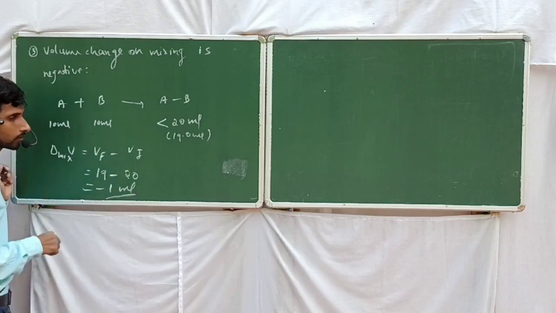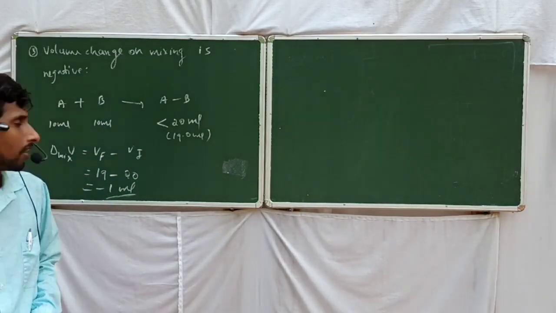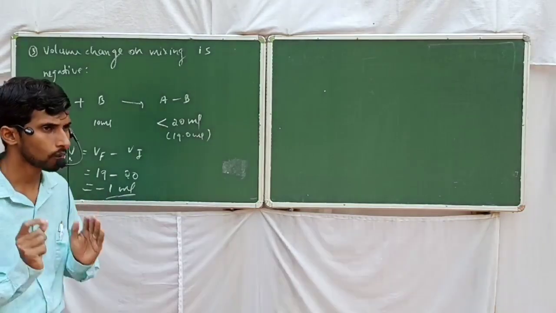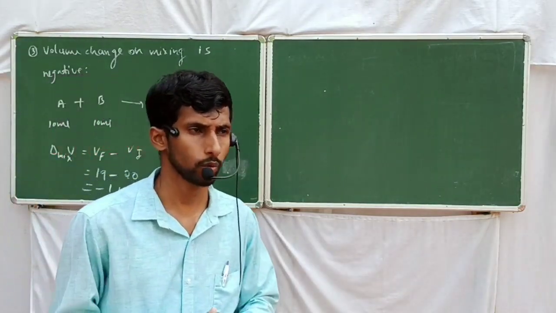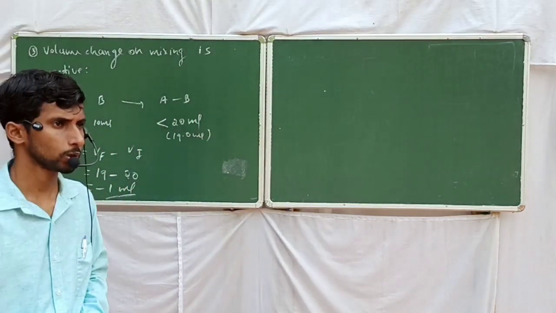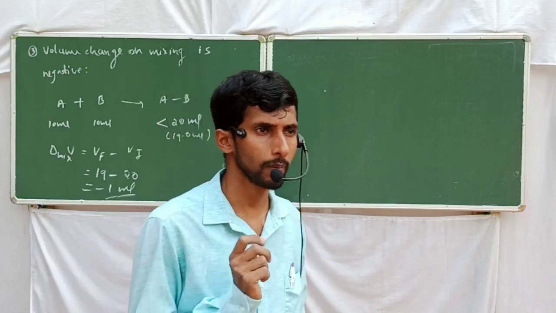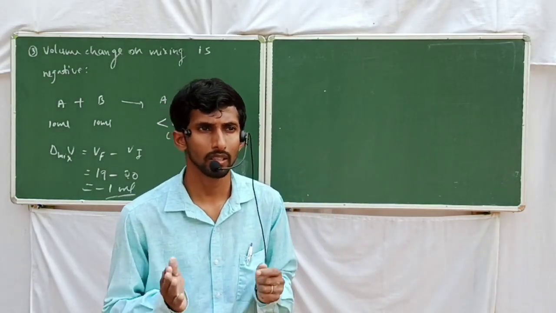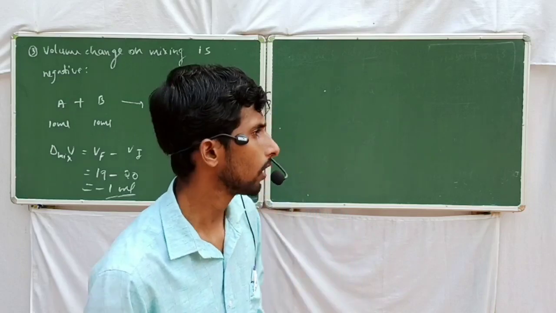Okay, minus 1 means what? There is no such thing as negative volume. Minus 1 indicates volume is decreased by 1 unit, okay? So you can observe in the case of a non-ideal solution showing negative deviation, if you mix two pure components, the volume of the solution is always smaller than the volume of the pure components, okay?